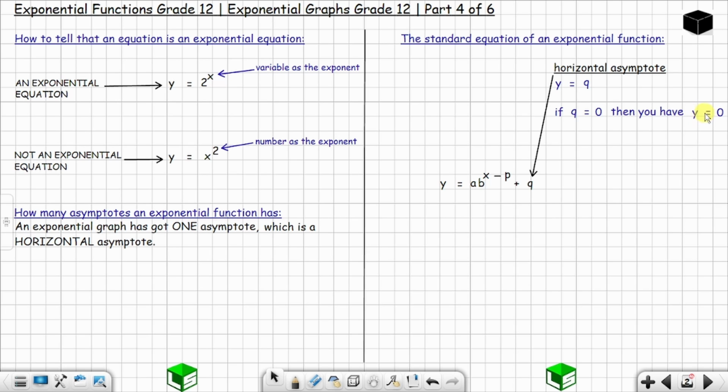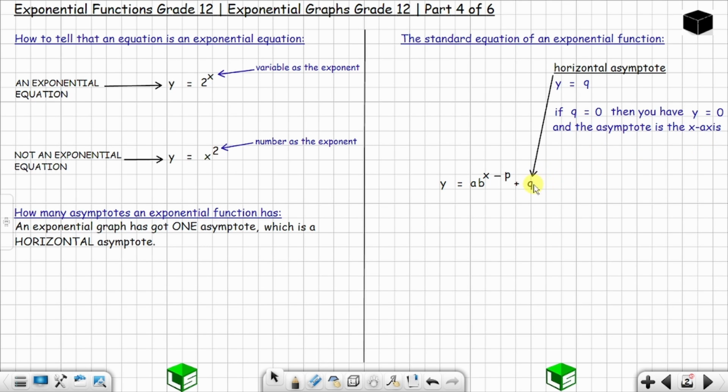When y is equal to 0, this is actually the x-axis. The line y is equal to 0 is the x-axis. So when q is 0, you have the x-axis acting as the horizontal asymptote. This is going to make sense as we move along.